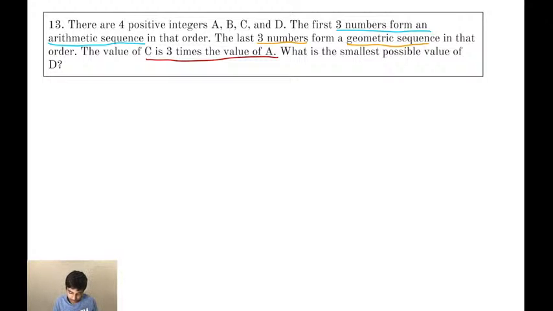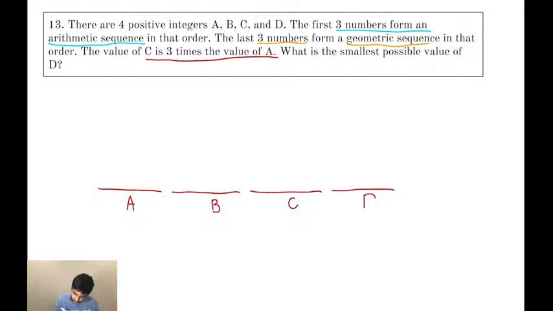So in order to solve this problem, let's say that we have 4 slots, a, b, c, and d. Let's say the first slot has a value of x. Then the third slot, c, is going to have a value of 3x, right? Because the value of c is 3 times the value of a. And now we're given that the first 3 numbers form an arithmetic sequence.